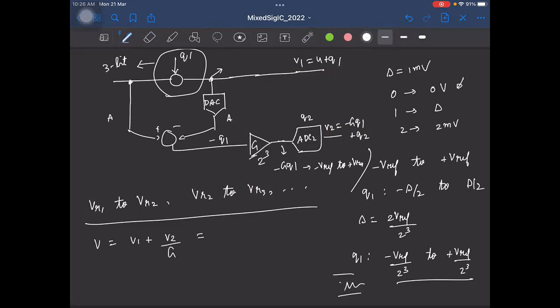So what will be the output here when you do this kind of combination? I'll essentially have the input for sure, plus Q2 by G, right? So now we can clearly see this is definitely better than what we had earlier. The quantization noise of the second ADC is now reduced by the gain here. And what is the gain in this case? Yeah, 8, I'll write it as 2 power 3.